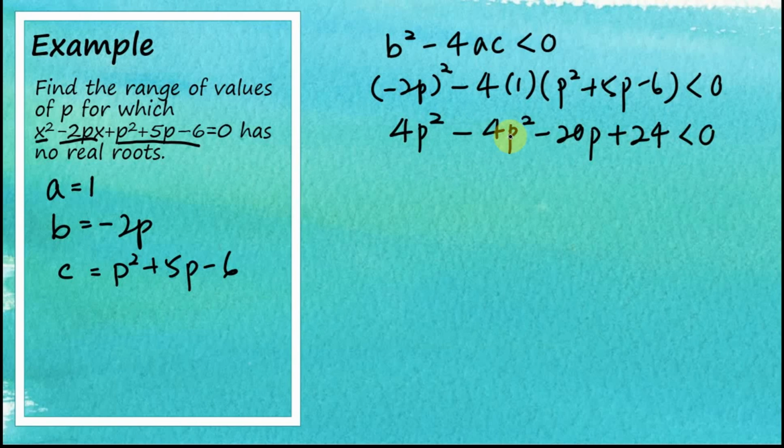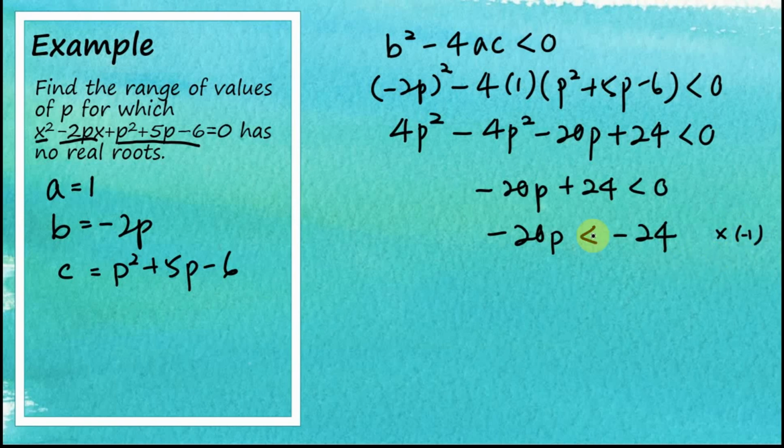4p squared minus 4p squared is equal to 0, so we have -20p plus 24 less than 0. Let's move this positive 24 to the right hand side. It becomes -24. -20p less than -24, and let's eliminate the negative. So we multiply the inequality by -1.